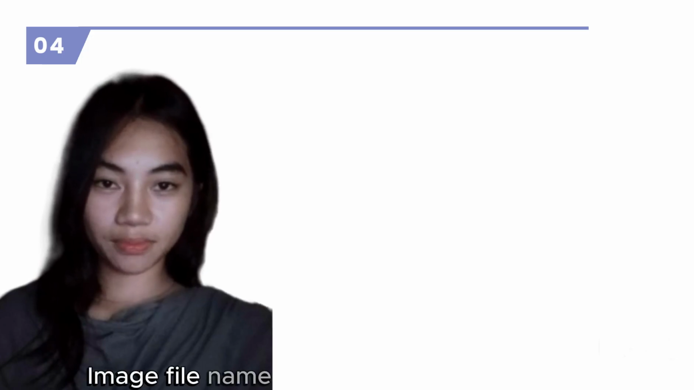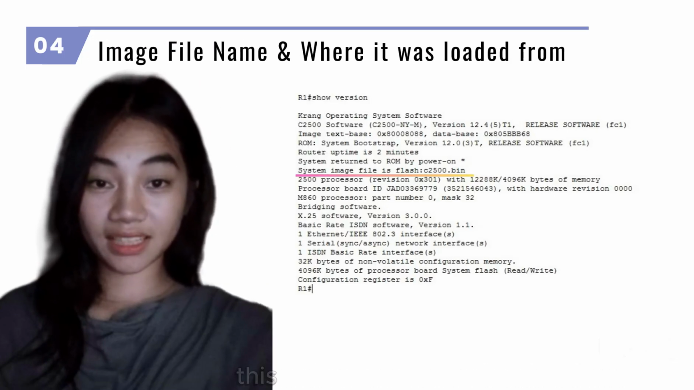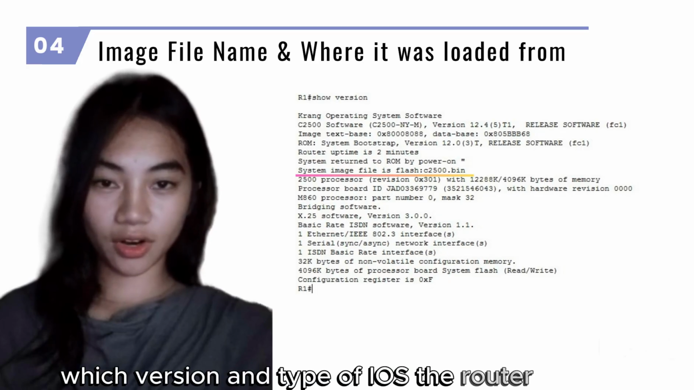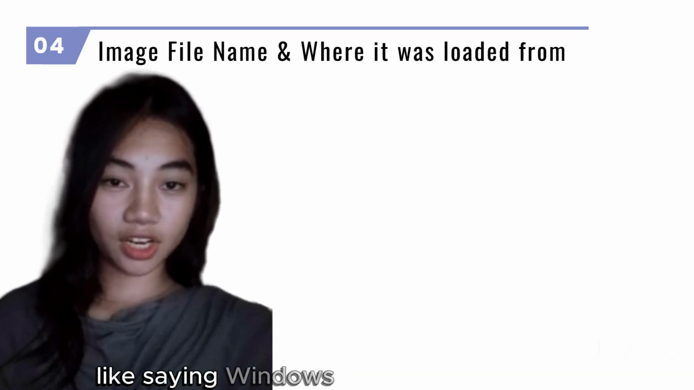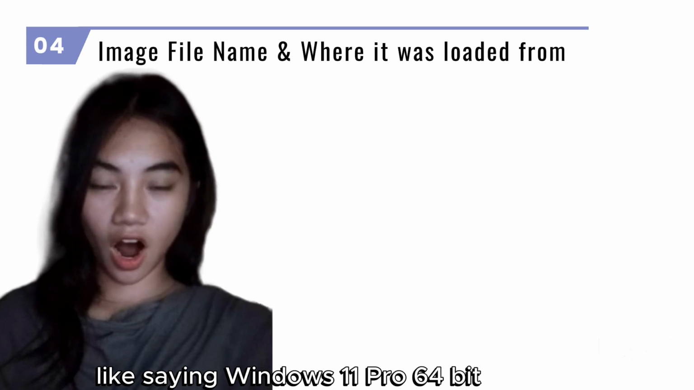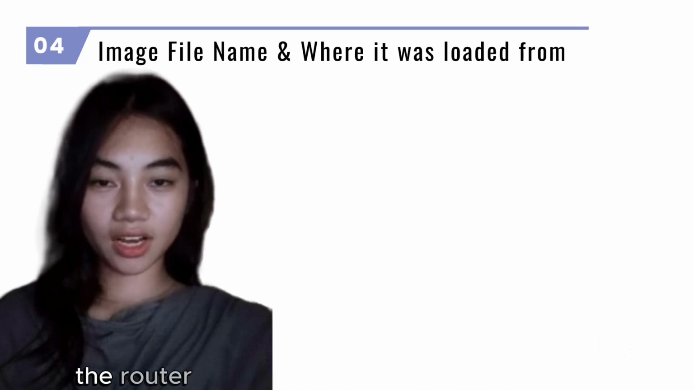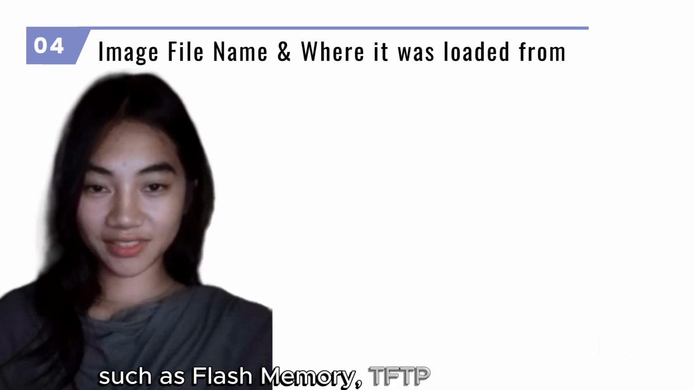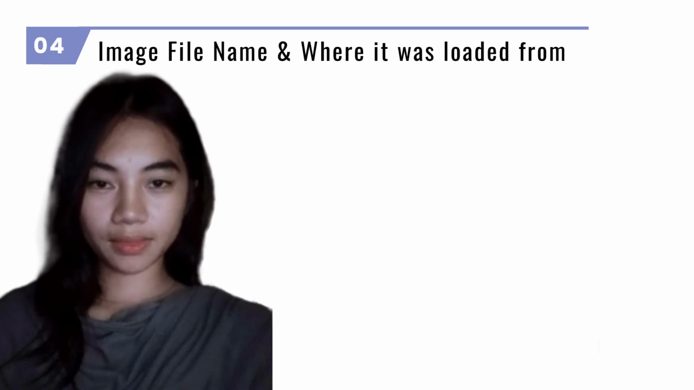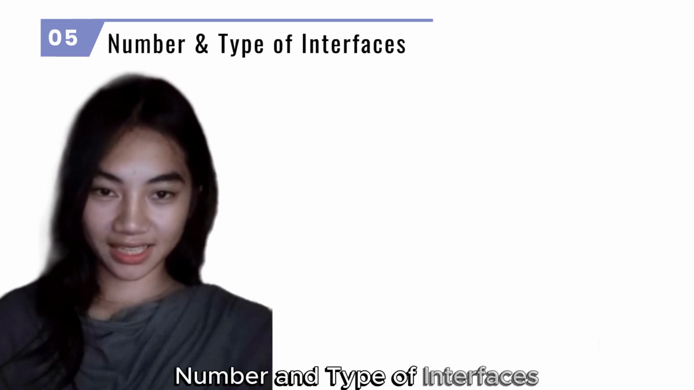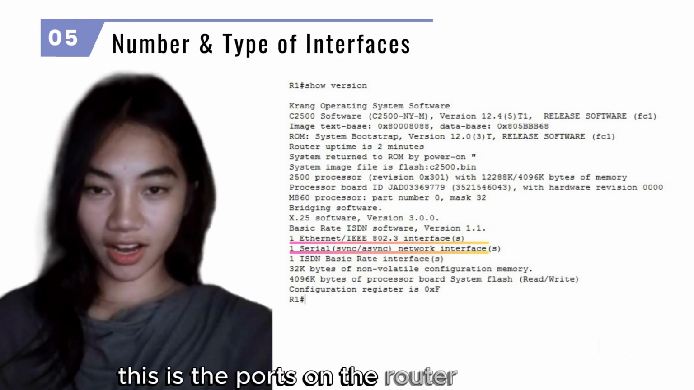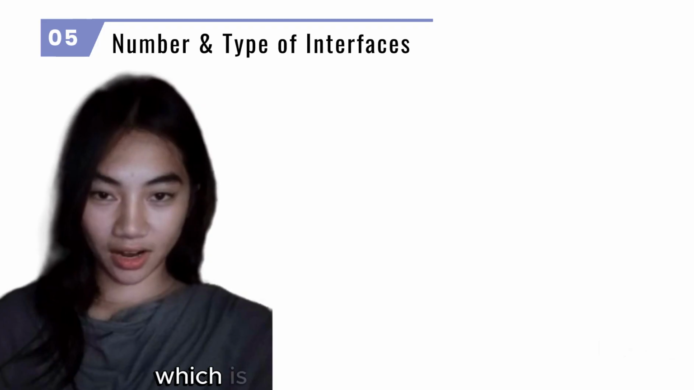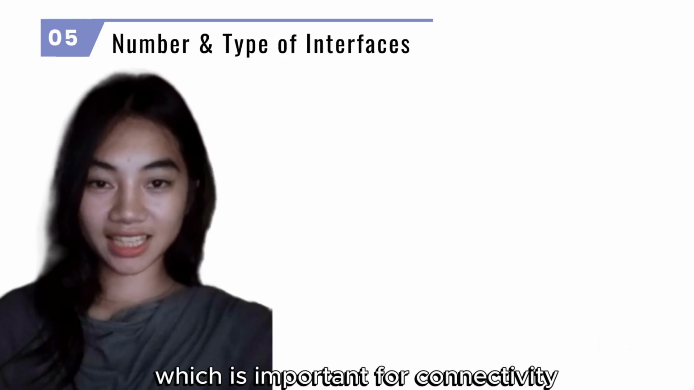Image file name and where it was loaded from. This file name tells us which version and type of iOS the router is running, like saying Windows 11 Pro 64-bit on your PC. The router can load this file from different places such as flash memory, TFTP server, or ROM. Number and type of interfaces. This is the ports on the router, such as the Ethernet, serial, fast Ethernet, etc., which is important for connectivity.